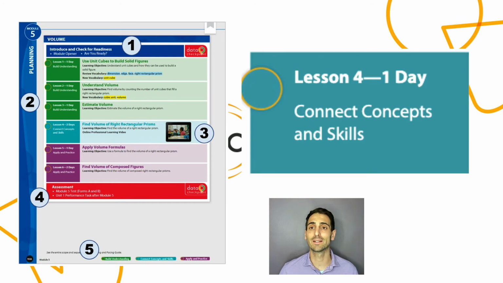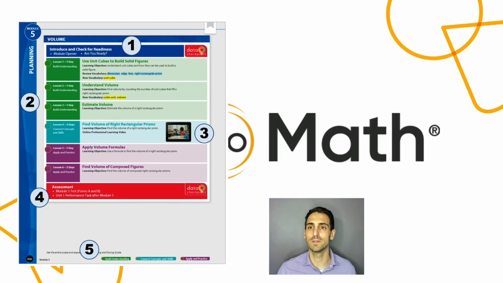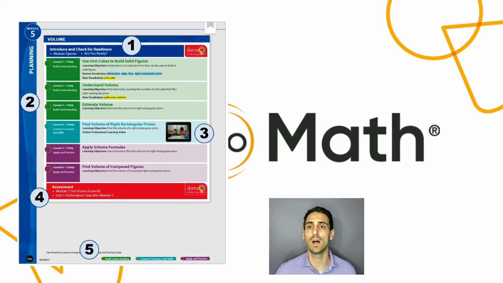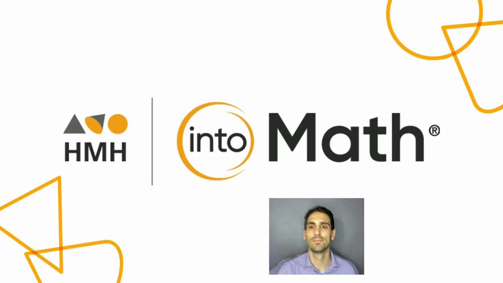Teal are your Connect concepts and skills lessons, which focus on helping students make connections by bridging their understanding between those concepts and skills. And lastly, purple are your Apply and Practice lessons, which focus on developing efficiency with procedures taught at that grade level.